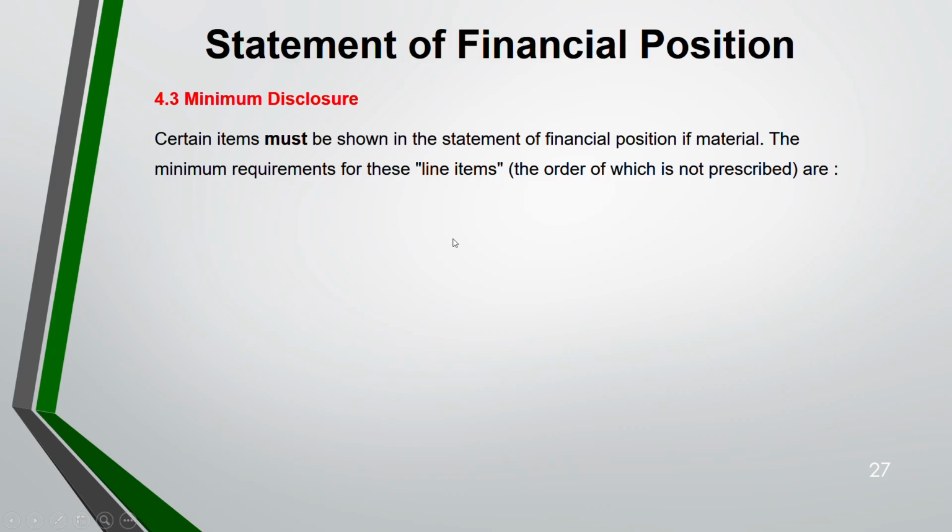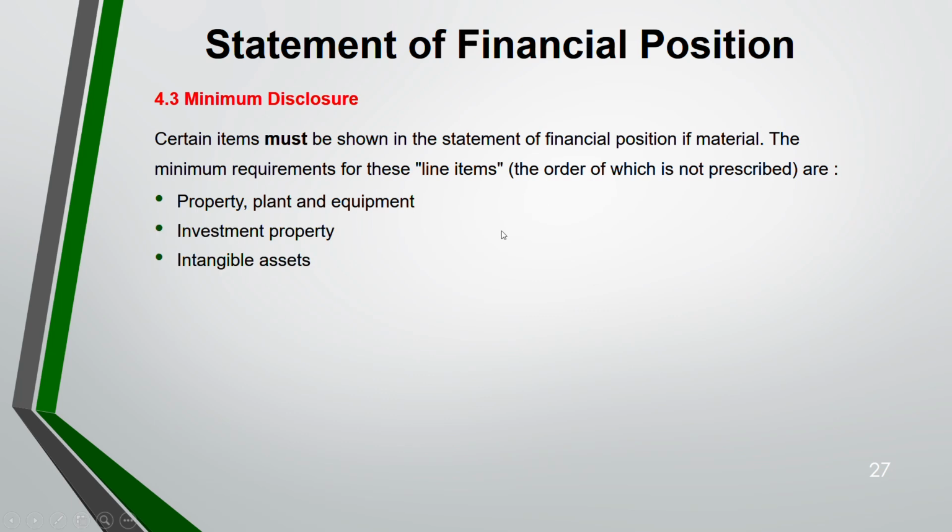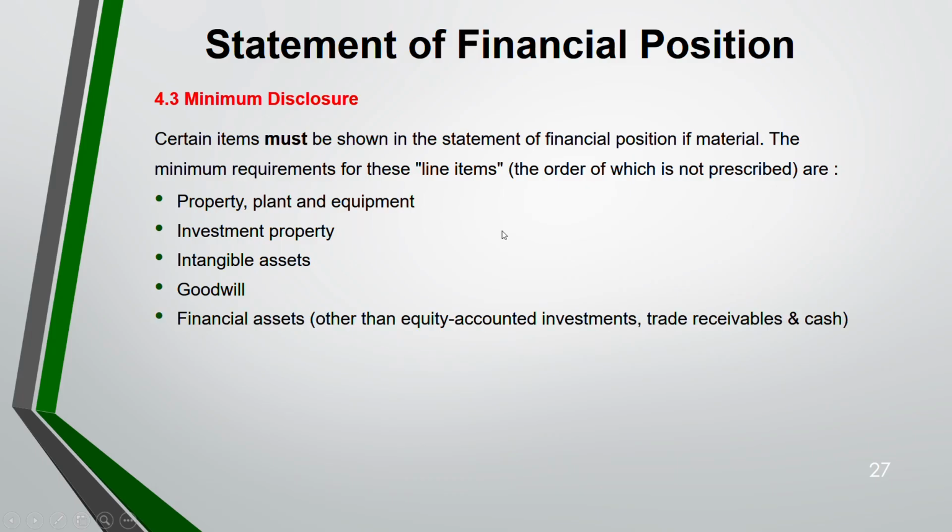These items must be shown in your statement of financial position if they are material. So the minimum requirements for these line items, they can be in any order because the order is not prescribed, okay. They are these: property, plant and equipment. You have to make a note for this, okay. Other line items: investment property, intangible assets, goodwill, financial assets, okay. But financial assets other than equity accounted investments, because they'll be shown separately, and if it's trade receivable, it will be shown under current assets, and cash under current assets. So other than that, financial assets. Then investments under the equity method.